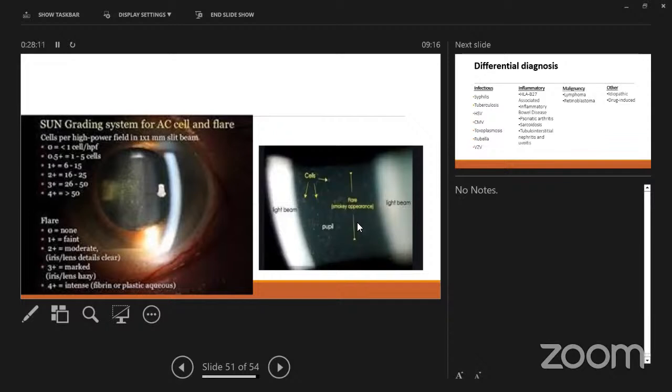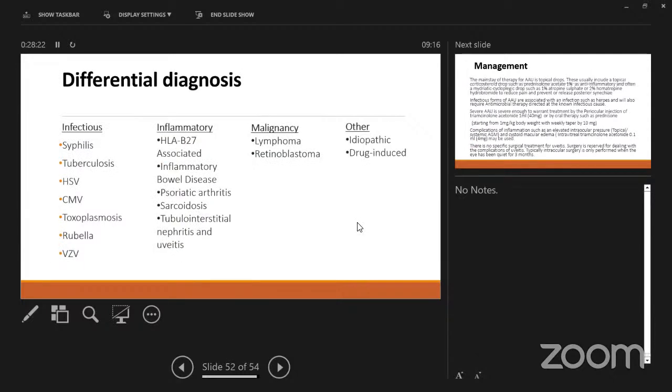Similarly, flare can be graded into faint, moderate, marked, and intense. Intense is when there is fibrin present in the aqueous, or it is plastic aqueous. Hypopyon also classifies into grade 4.